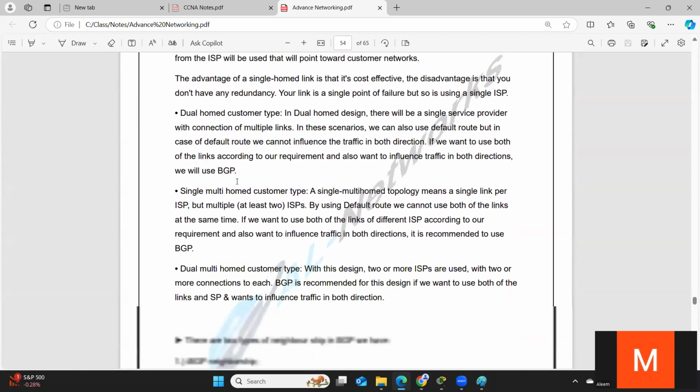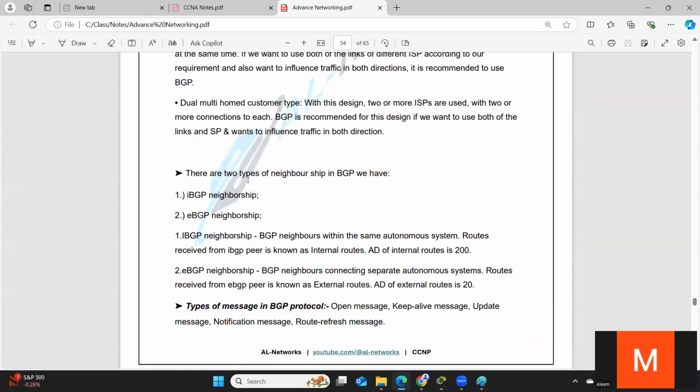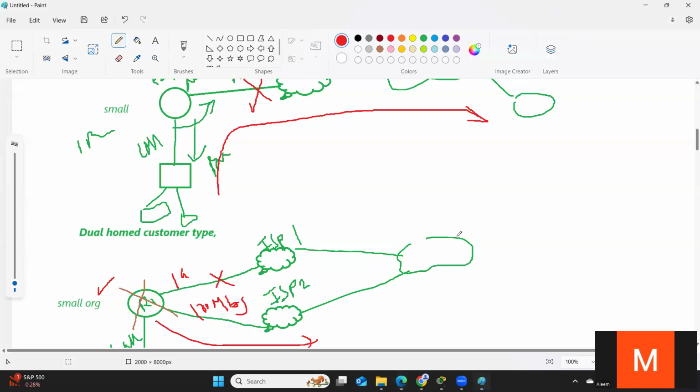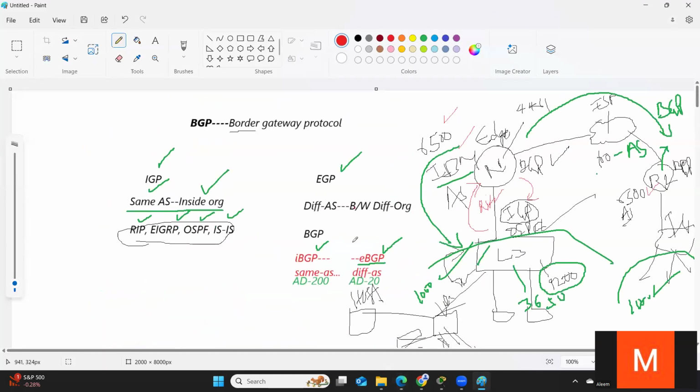Same thing is there. And here there are two types of neighborship in BGP. As I told, in BGP, we have two types of neighborship: one is iBGP neighborship and one is eBGP neighborship. As we discussed earlier, right at the start, we have two types of neighborship in the BGP protocol.